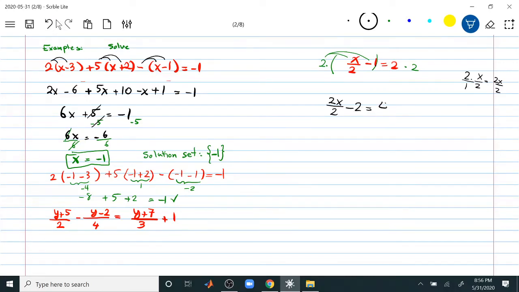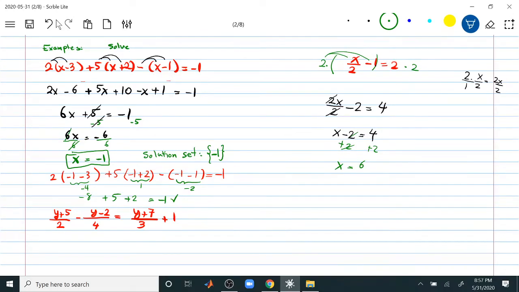2 times 2 is 4. Here is the good thing about multiplying that constant. These two can cancel out now. What I have is x minus 2 equals 4. I simplified the equation to a simple linear equation. No fraction. Makes the work much easier. This is the equality property. Add the constant 2 to both sides. What you get is x equals 4 plus 2, which is 6.